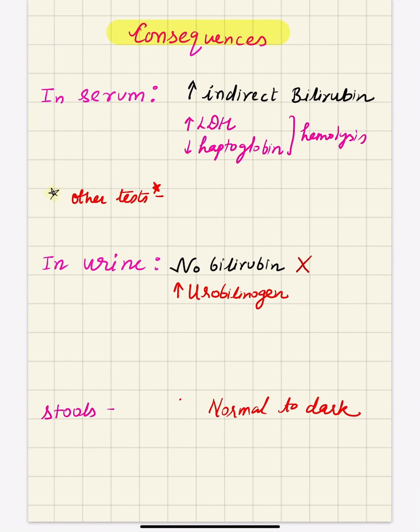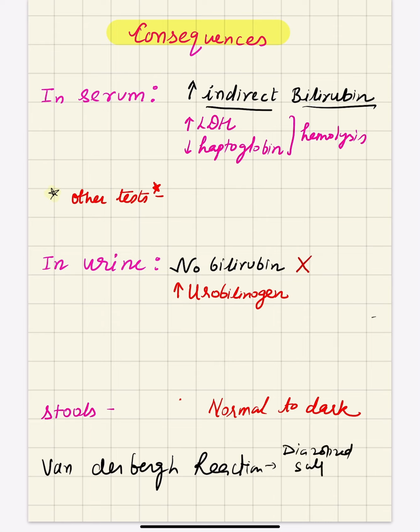Now, if there is unconjugated hyperbilirubinemia, there is an increase in the unconjugated fraction of bilirubin, also known as indirect bilirubin, because it gives an indirect reaction in the Van den Bergh test. This test is done on the serum and we add diazotized sulfanilic acid. When we add this, the direct bilirubin gives a red color, so there is a direct reaction. So the conjugated fraction is also known as direct bilirubin.